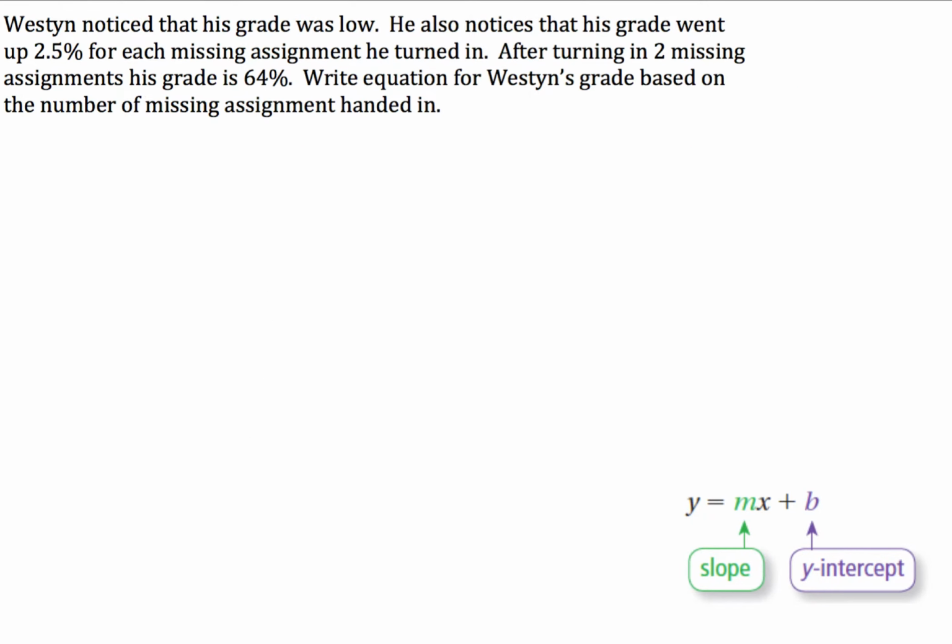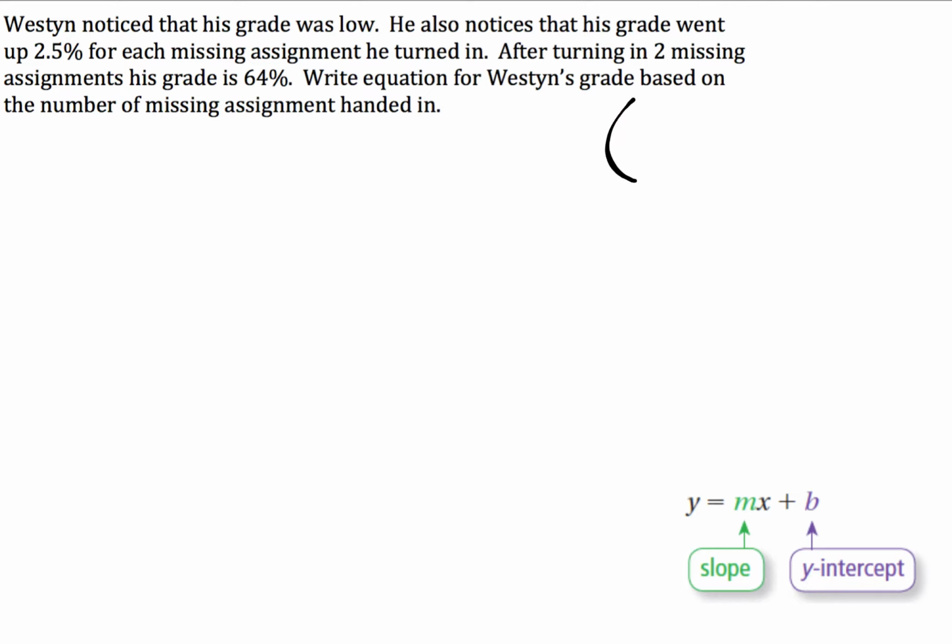Okay, next example. Weston noticed that his grade was low. He also notices that his grade went up 2.5% for each missing assignment he turned in. After turning in 2 missing assignments, his grade was 64%. Write an equation for Weston's grade based on the number of missing assignments handed in.